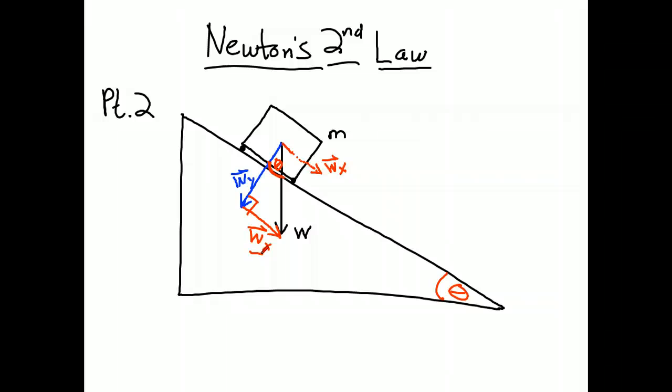So how would I find Wx? Well, we have a right triangle, and if you notice, Wx is now opposite the angle. Wx, or the x components in projectiles, were always adjacent. Now we have to be a little bit particular about what we do. So let's go ahead and solve for Wx then. Wx would be sine, so it'd be W sine of theta.